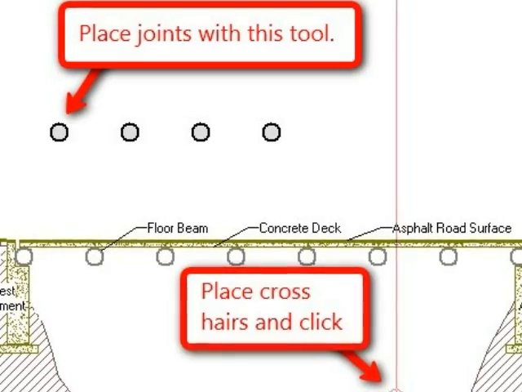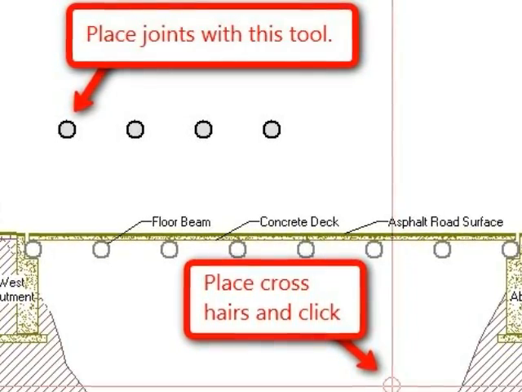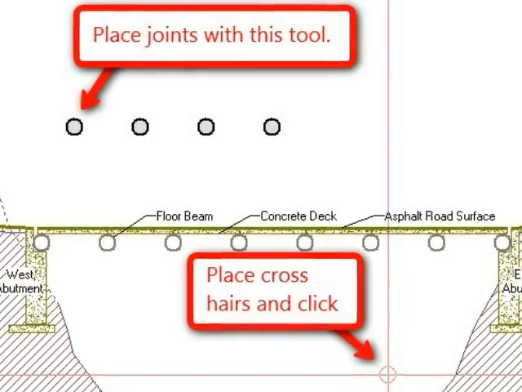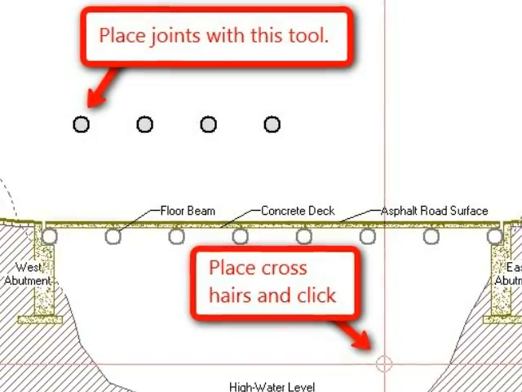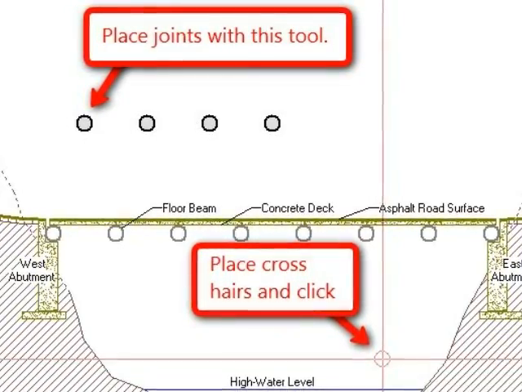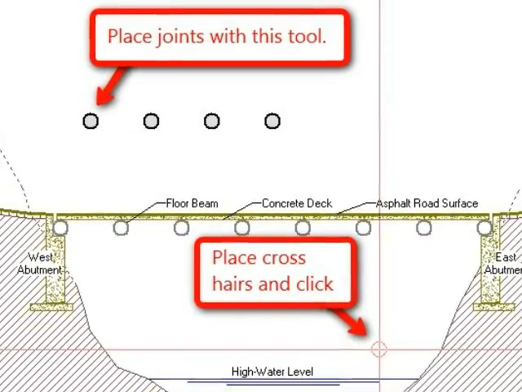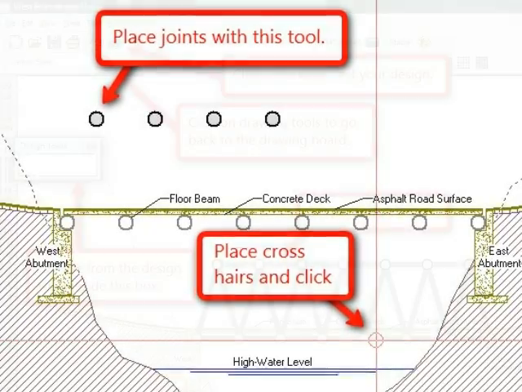First, click on the joint tool. The joint tool looks like an open circle. You can then move the crosshairs around the drawing and place joints by clicking wherever you want them. Note you can also use the eraser tool if you place too many joints and want to erase some. You can also click on the arrow tool and move joints that you've placed around very easily.